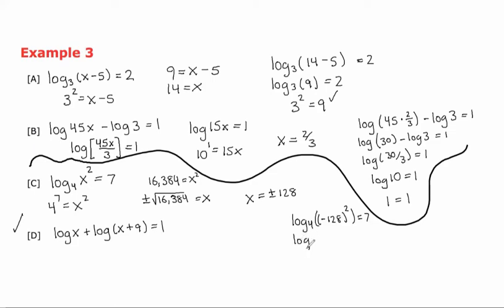So that's the logarithm base 4 of 16,384. And so 4 to the 7th equals 16,384, and I can check that directly on my calculator. So for part C, both of the answers work in this case.